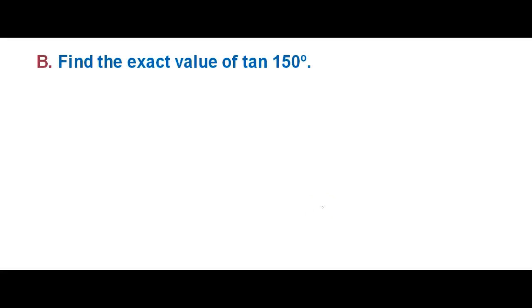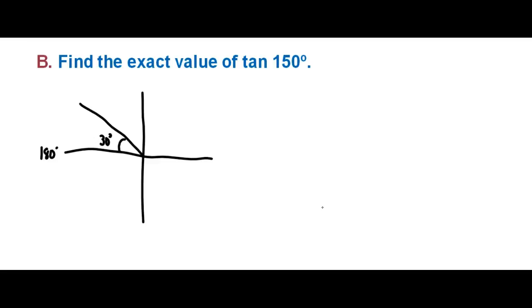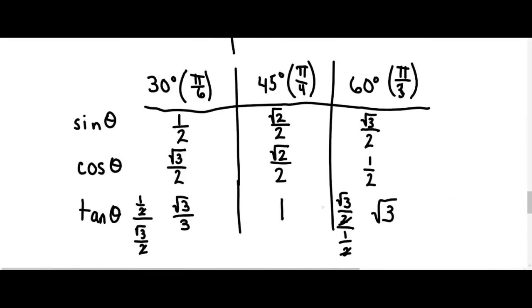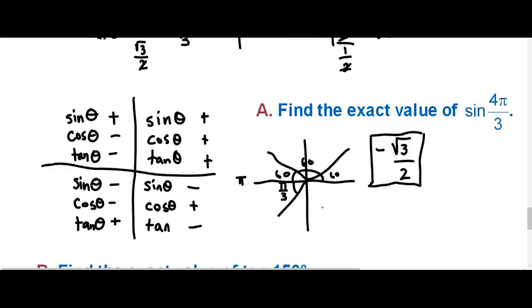Now we want to find the exact value of the tangent of 150 degrees. That's going to be 30 degrees away from 180. So when we draw this here, our reference angle is going to be 30 to make this angle from the start be 150. So we do know the tangent of 30 degrees from our chart earlier. It is going to be square root of 3 over 3.